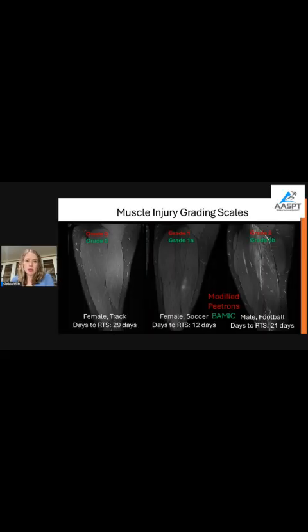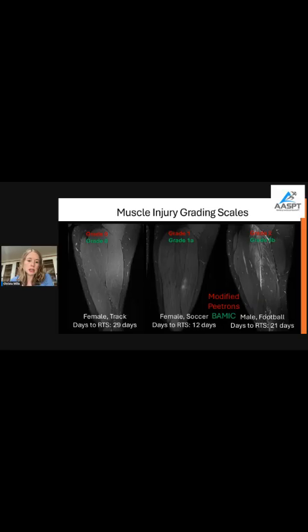So I want to mention, or at least touch on, imaging just a bit more in this case. Oftentimes we hear of muscle injury grading scales, usually ranging from grade 0 to grade 3. There are several different types of grading scales. On the screen, you see 3 images of 3 different athletes at our institution, graded by radiologists with both, in red, a modified Peetrons, and in green, what we call BAMIC, the British Athletics Muscle Injury Classification System.